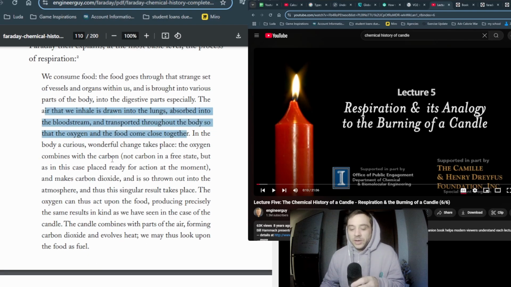Imagine that if the food and the oxygen in your blood just came together randomly, and your blood just exploded. Like, just combustion.